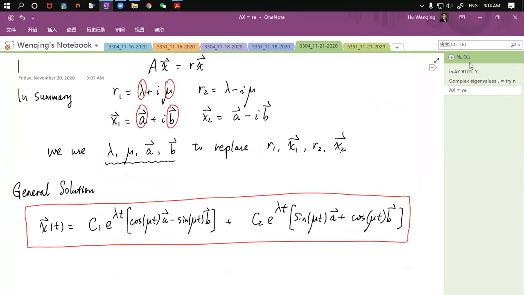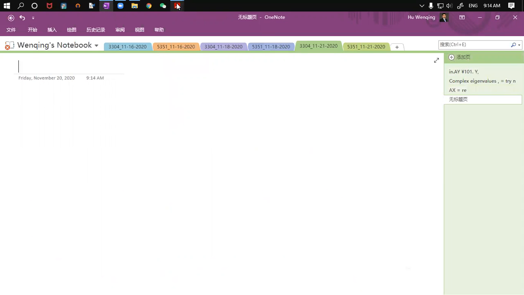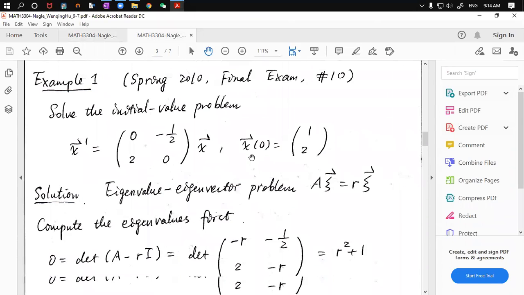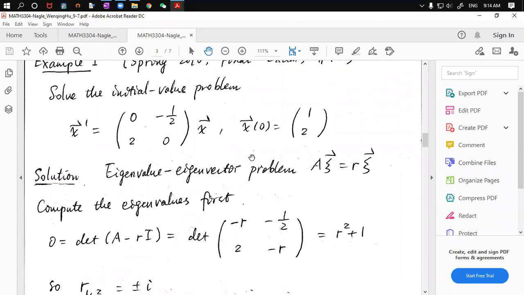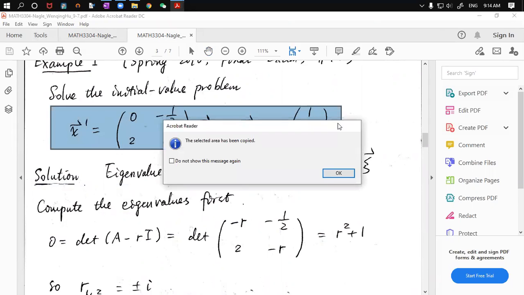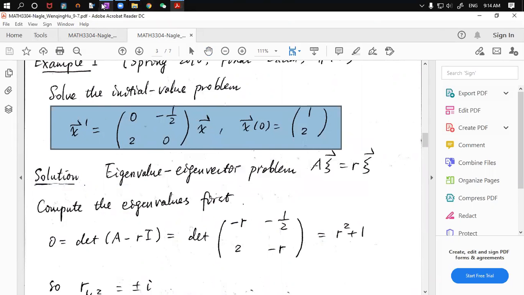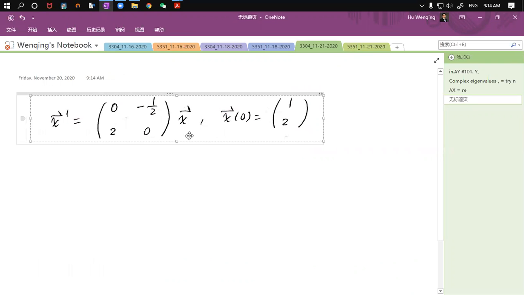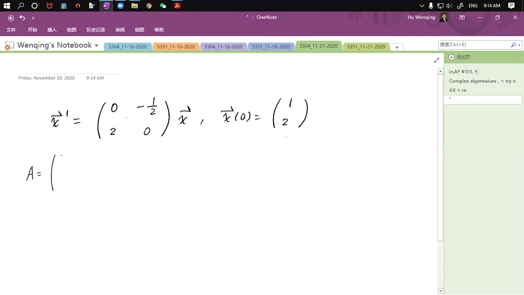As long as we have these formulas, let us practice some examples and see what happens in practice. Let's try to solve the following initial value problem. I will put this formula here. How are we going to solve it? Remember, here the matrix A is equal to 0, minus 1/2, 2, and 0.